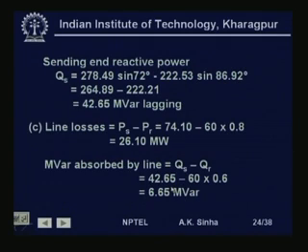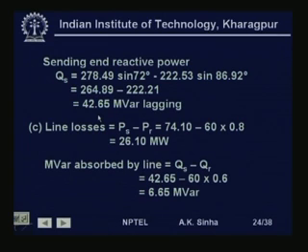Similarly, we can calculate the sending end reactive power Q s, which will be 278.49 into sine of 72 degrees minus 222.53 into sine of 86.92 degrees. That is, we have to take the sine of the angles that we got for S s. Therefore, this comes out to be 264.89 minus 222.21, which is equal to 42.65 megavar lagging. So, this way we have calculated the sending end real and reactive power.